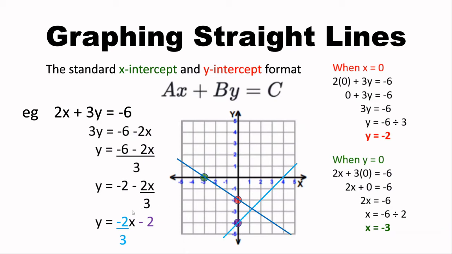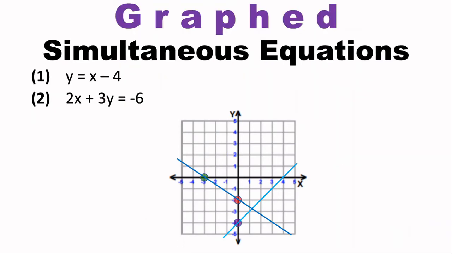That is a negative gradient of negative 2/3 and a y-intercept of negative 2. Now that I've graphed 2 lines, you might be familiar with solving simultaneous equations this way. I've got my line number 1, which was y equals x minus 4. I've got my line number 2, which was 2x plus 3y equals negative 6.